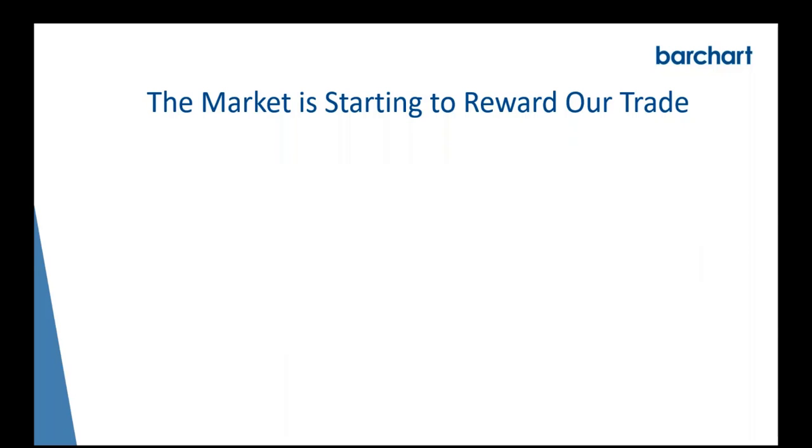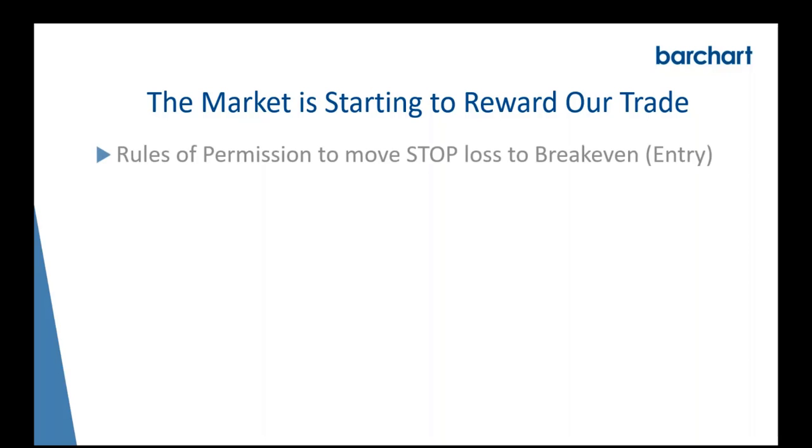Okay. So now the market's starting to reward us. We're rewarding our trade, right? We took a low risk trade. We found a good target, and we have a higher probability of success, right? So now we need some rules of permission to allow us to move our stop loss to break even. And this is what you were asking, Rogerio, is how can I move my stop to break even, right?